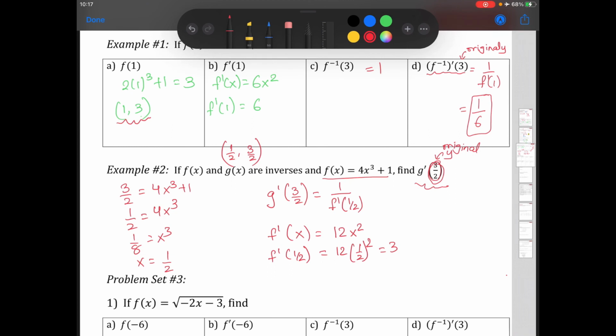That's 1/2, right? So now I'm going to take this here. I'm going to change color. So g prime of 3 over 2 is 1 over 3. And that's your answer.